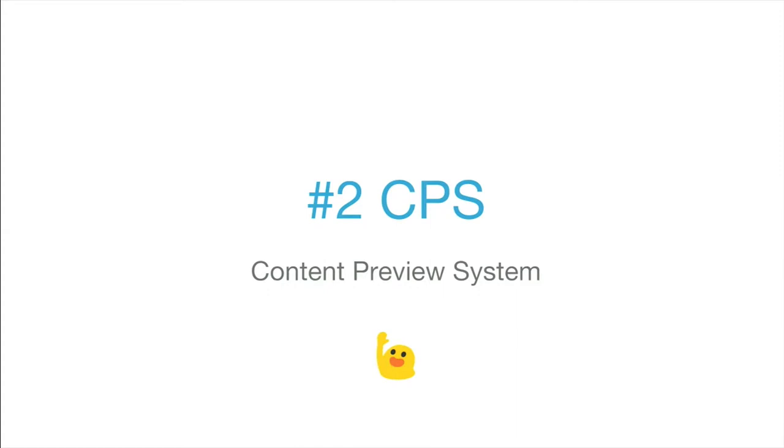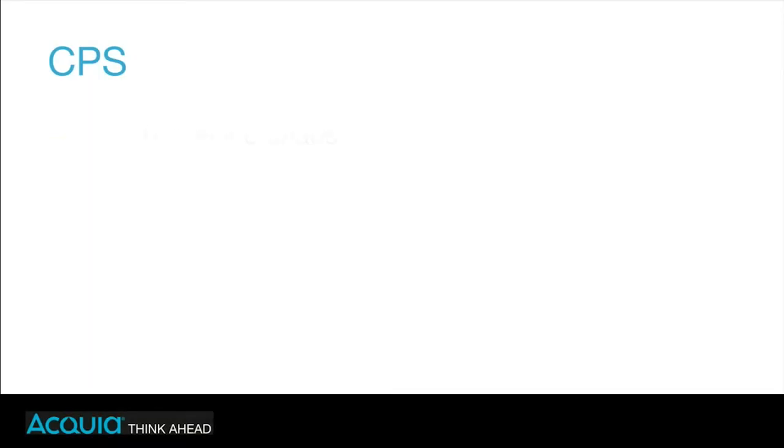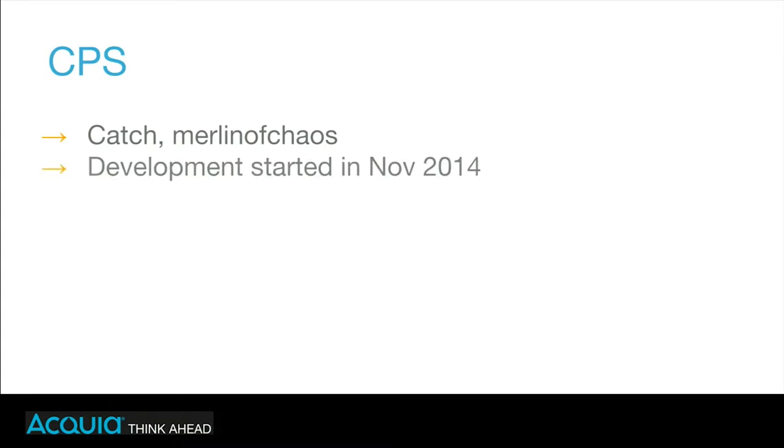So number 2 is CPS, or the Content Preview System. And yes, there are lots of three-letter acronyms in this presentation. Has anyone heard of CPS before? Very good. Probably because it's quite new. But you've heard of these two guys, right? So Catch with Nathaniel is a Drupal 8 core maintainer. Merlin of Chaos is the guy who wrote Views. It's kind of a big deal.